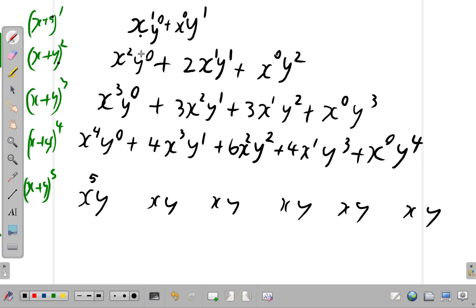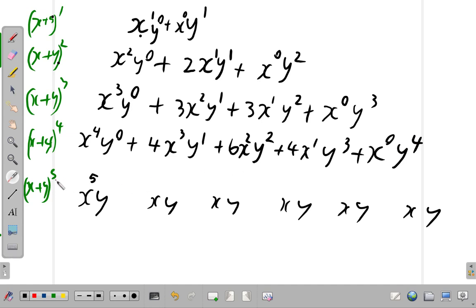In x plus y to the 2, 2 plus 0 is 2. 1 plus 1 is 2. 0 plus 2 is 2. The powers added here, when you add the powers, it's the same. 3 plus 0 is 3. 2 plus 1 is 3. 1 plus 2 is 3. 0 plus 3 is 3. When you have x plus y to the 4th, the powers, when you add them, 4 plus 0 is 4. 3 plus 1 is 4. 2 plus 2 is 4. 1 plus 3 is 4. 0 plus 4 is 4.